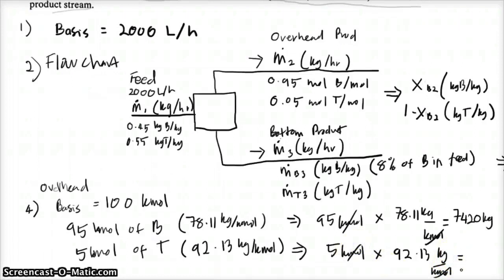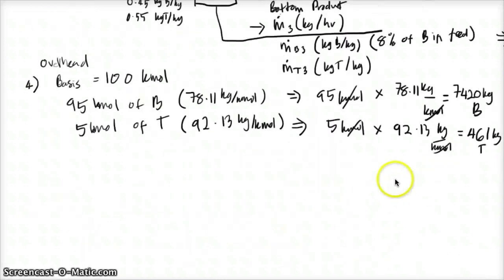So same old, you get 461 kilogram of toluene, while this one is benzene. Alright, next. So for 100 kilomole basis, the total mass is 7881 kg, and then we have to convert this to mass fraction.